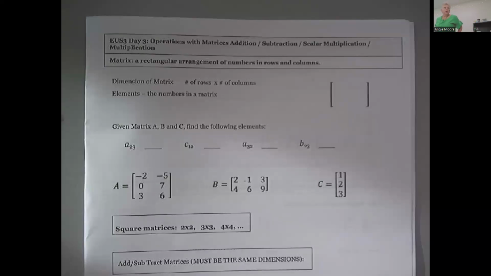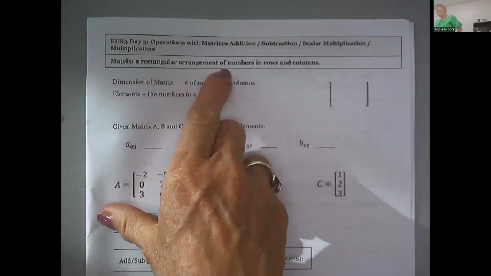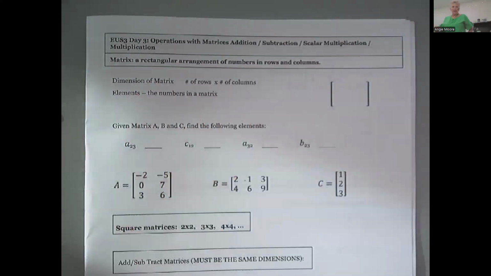All right, today we are on day 3 and starting matrices. So matrices really are just a rectangular arrangement of numbers in rows and columns. And I had some information I was going to share with you on this, if I can find it.